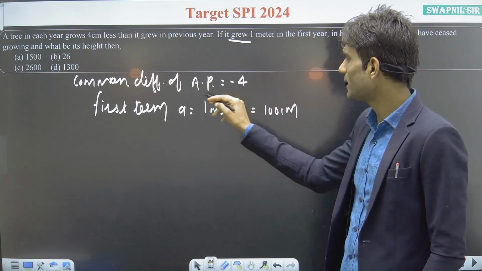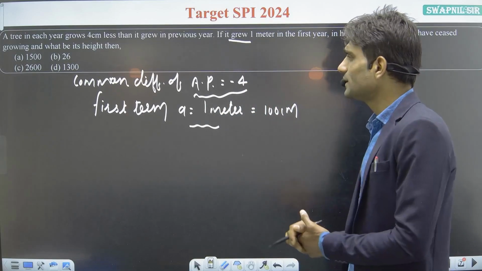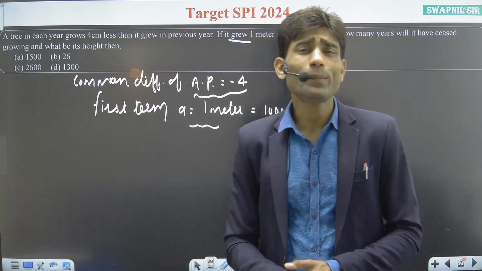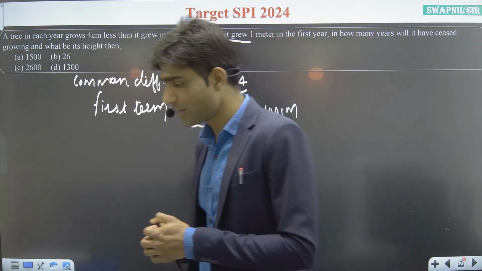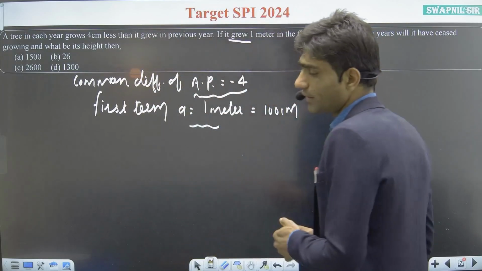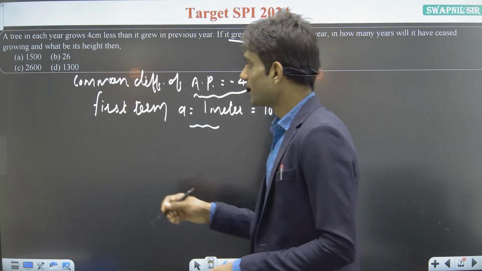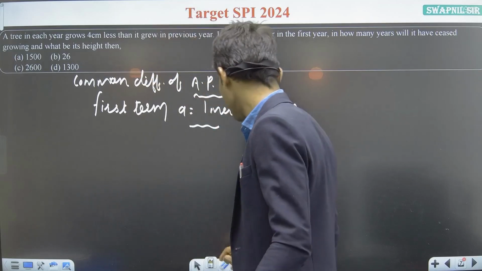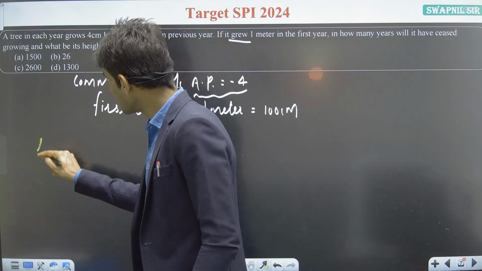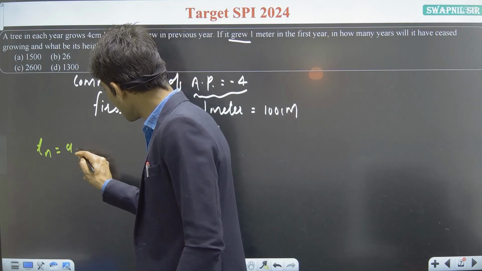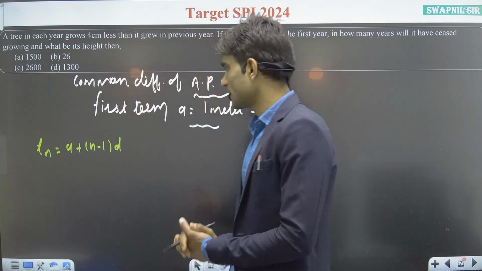So we have the given arithmetic progression AP with common difference -4. First term A is given as 100 centimeters. Then we want how many years, that means the nth term of our arithmetic progression, which we have to find. Let's go for finding the nth term of the arithmetic progression. The standard form is Tn equal to A plus n minus 1 into d, as the nth term of our arithmetic progression.